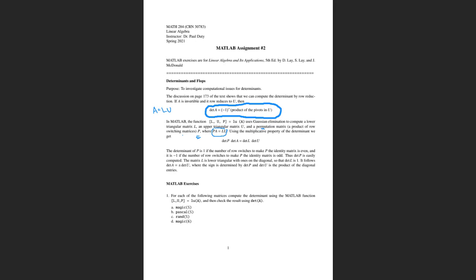So if PA equals LU, and you take the determinant of both sides of that equation, you're going to get this equation: determinant of P times determinant of A equals determinant of L times determinant of U. Now, if we divide by the determinant of P, the determinant of A equals the determinant of L times the determinant of U over the determinant of this permutation matrix P.